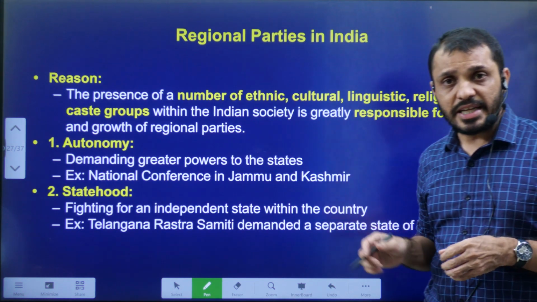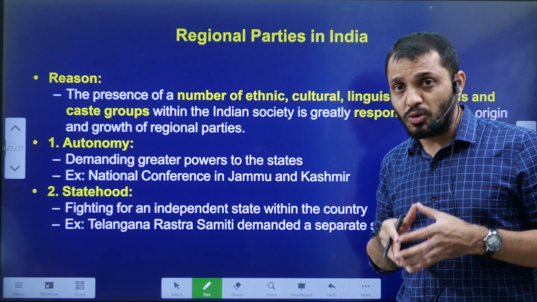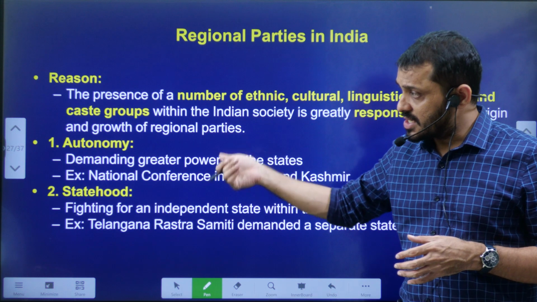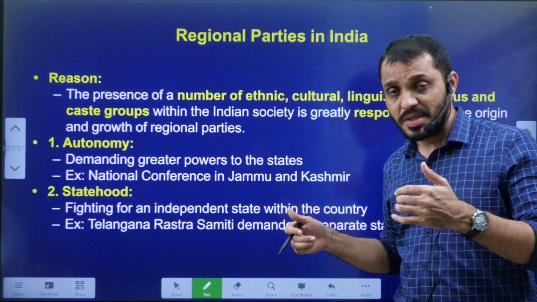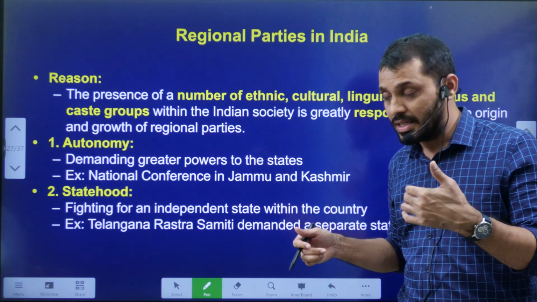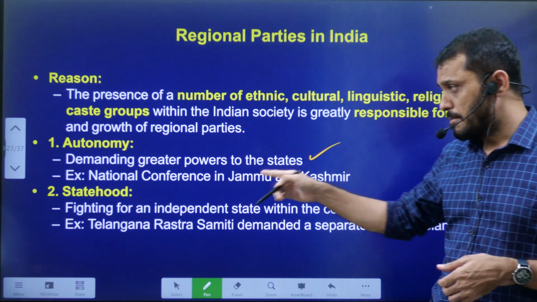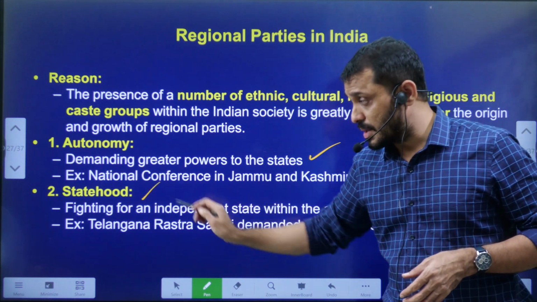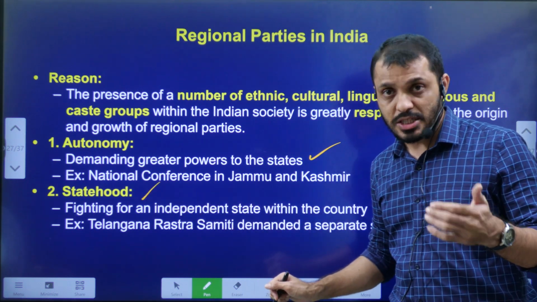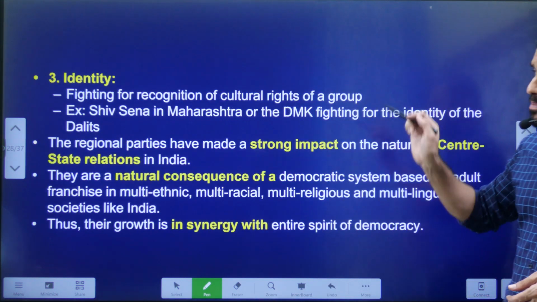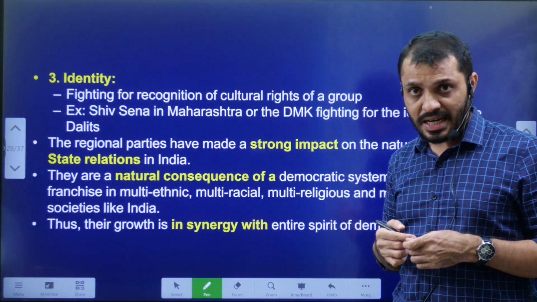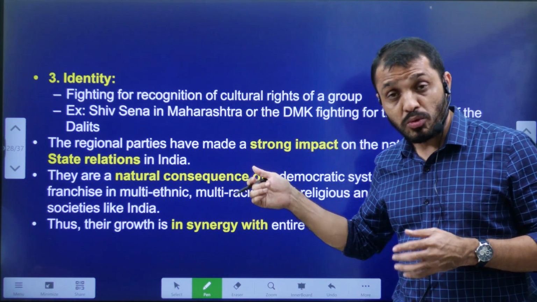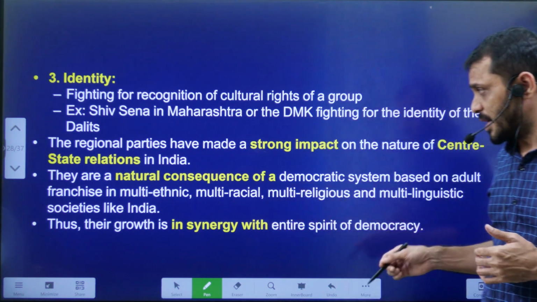Now we will see regional parties in India, because in the present coalition government you will observe so many regional parties. In India, regional parties are based on various demands. Some regional parties are demanding more autonomy, such as the People's Democratic Party or National Conference in Jammu and Kashmir. Some demanded separate statehood, previously TRS, now BRS in Telangana. And some demanded a separate identity, like the Dalit identity from the DMK. This is how the regional parties were established over a period of time.